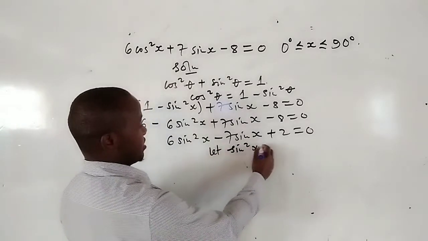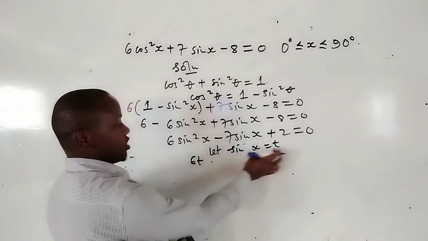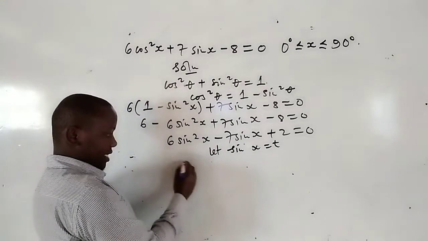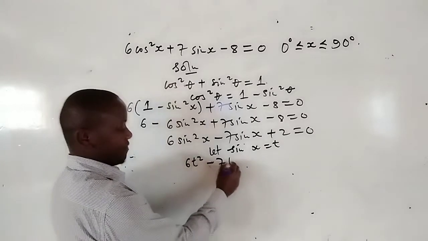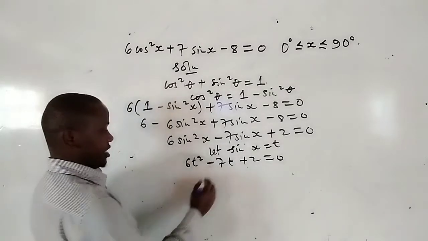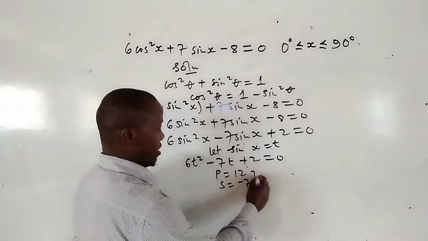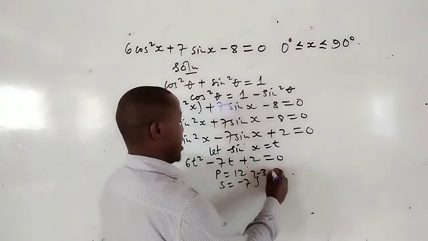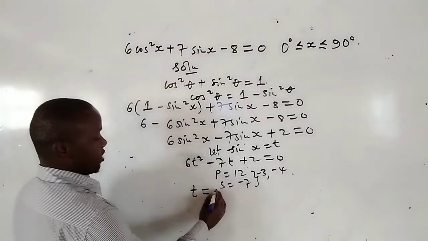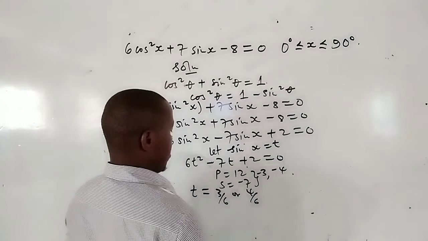So we can now let sine of x be something like t. If sine of x is let to be t, then this is 6t squared minus 7t plus 2 equal to 0. Therefore, solving this quadratically, we will have a product of 12 and a sum of negative 7. This is negative 3 and negative 4. So t is going to have two values, either 3 over 6 or 4 over 6.